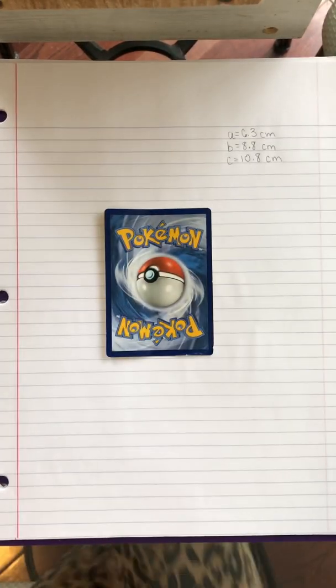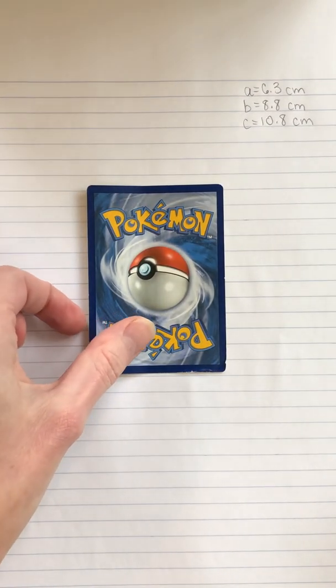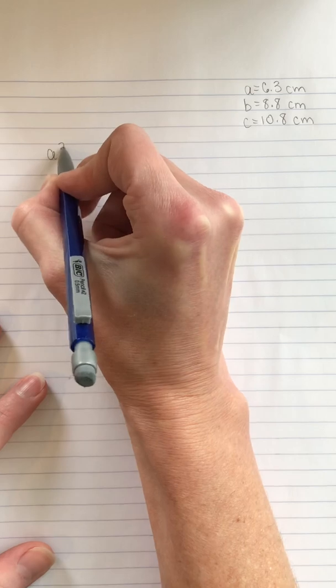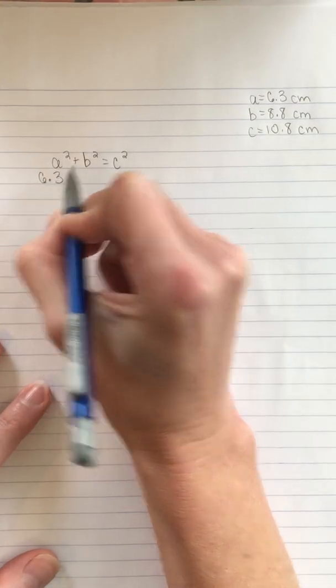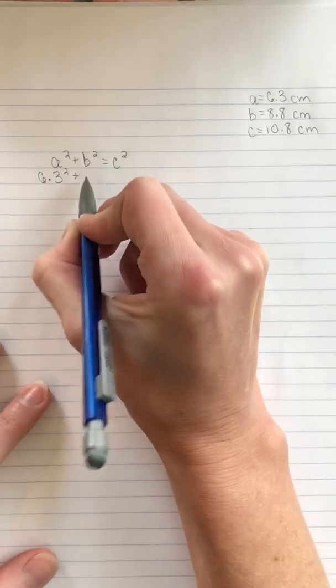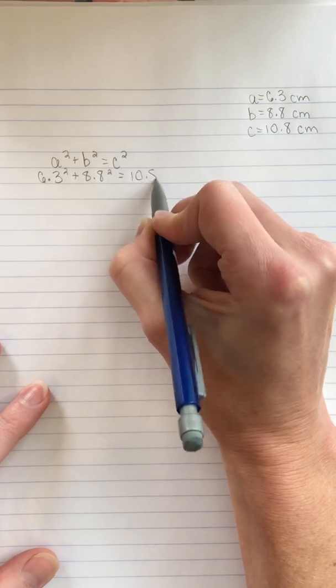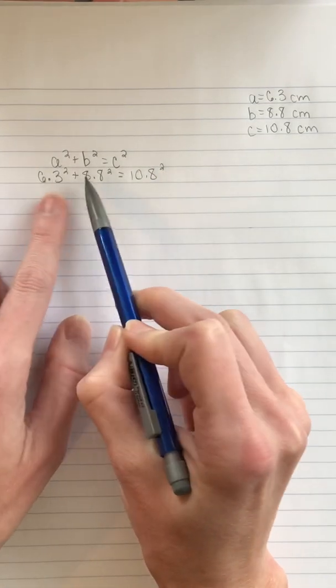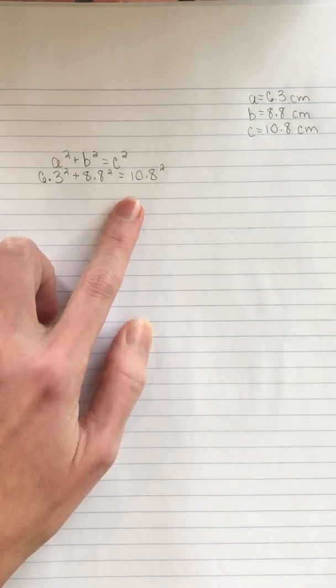Now, let's see if I can zoom in a little bit. We're going to use Pythagorean theorem now to test this out and see how well it works. So we've got a squared plus b squared equals c squared. A is 6.3, b is 8.8, and c is 10.8. And remember, c is always going to be the longest side, so that's going to be the diagonal.